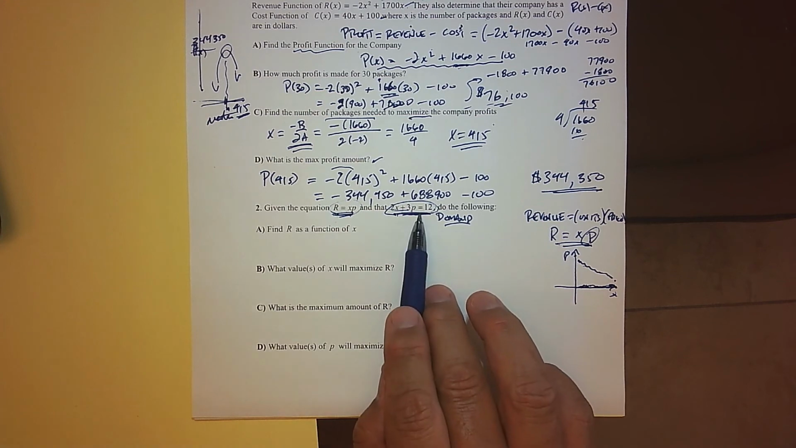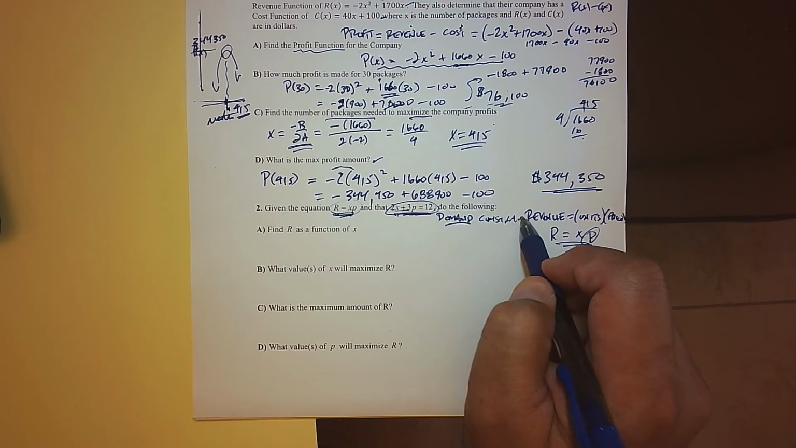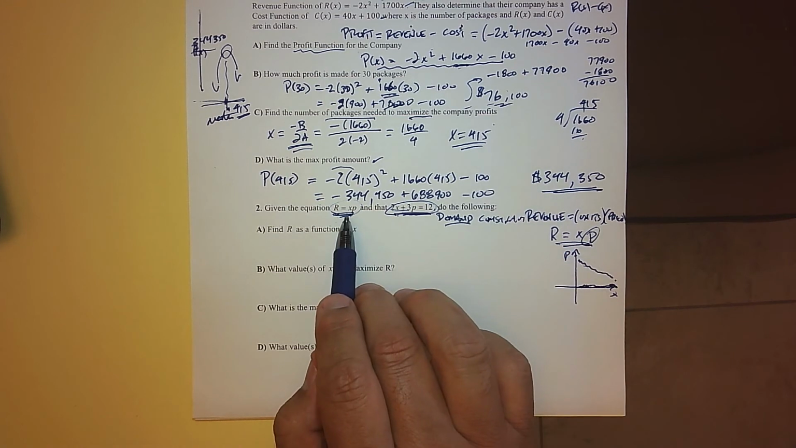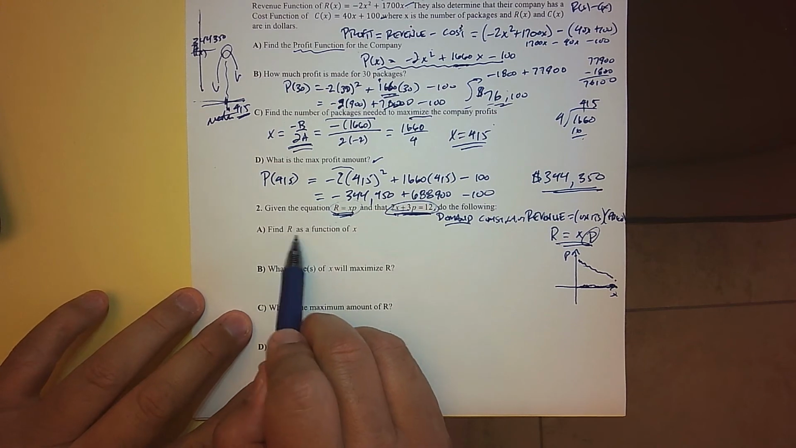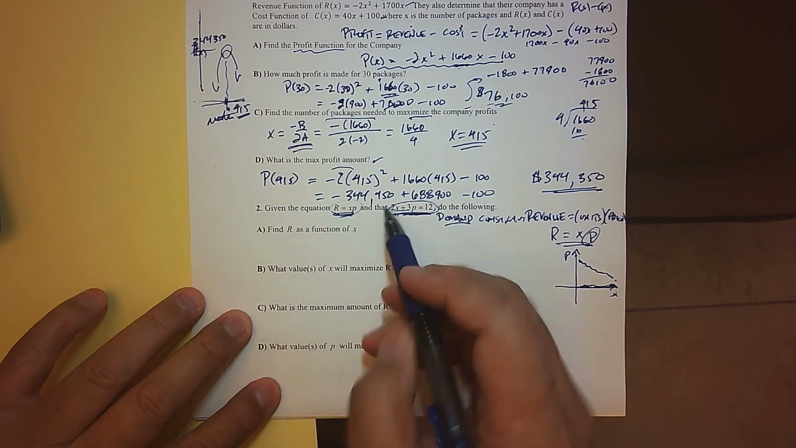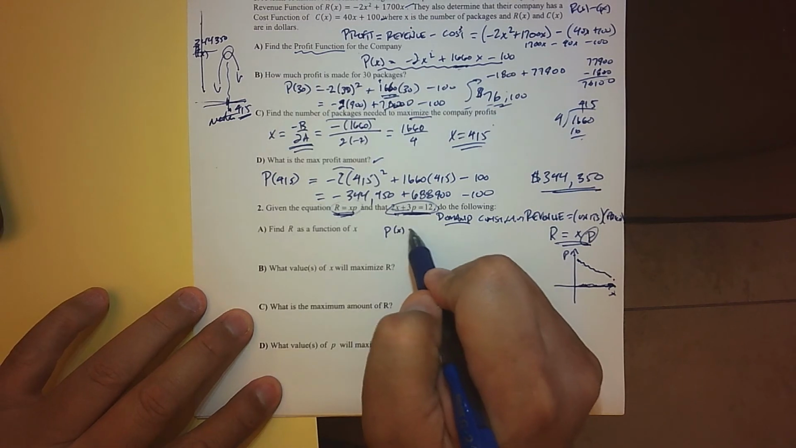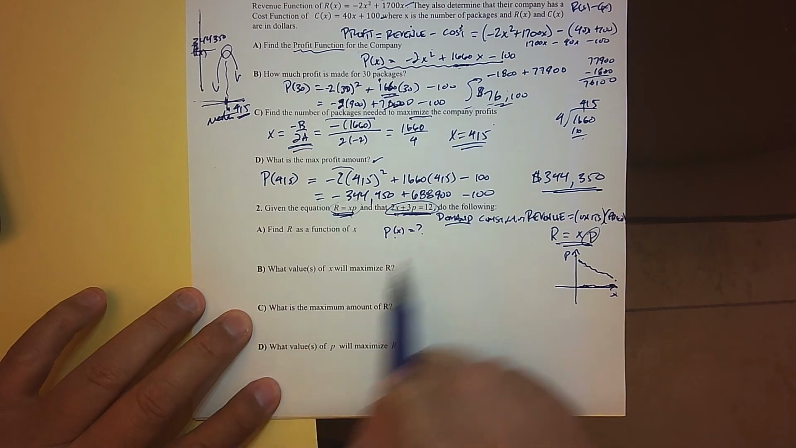So this is our demand equation. It's our constraint. And what we're going to slowly do here is maximize our revenue. So here's how we're going to do it. The first thing we got to do is find R as a function of X. Right now, R depends on X and P. So what I need to do is find P of X. What is P in terms of X? And then it's a simple substitution.